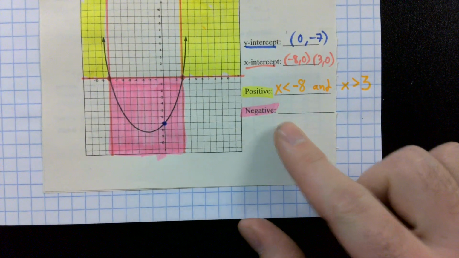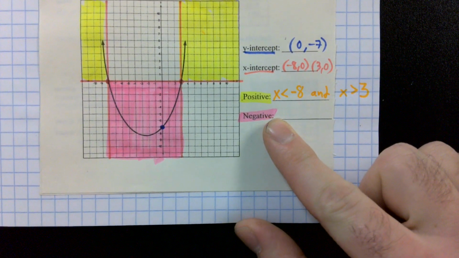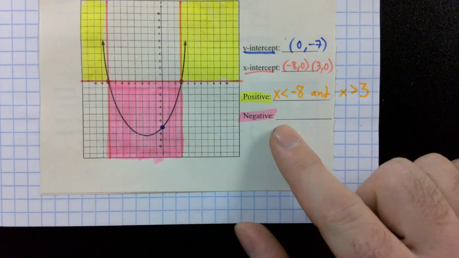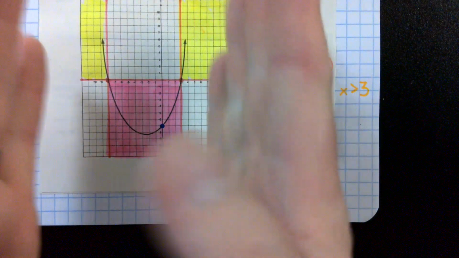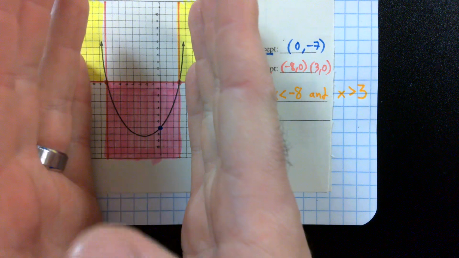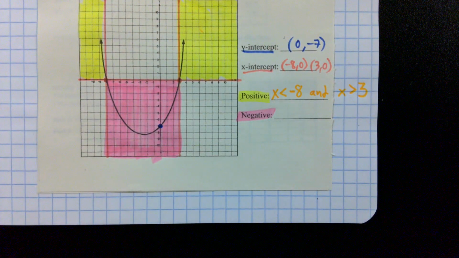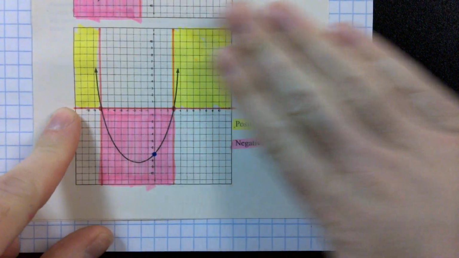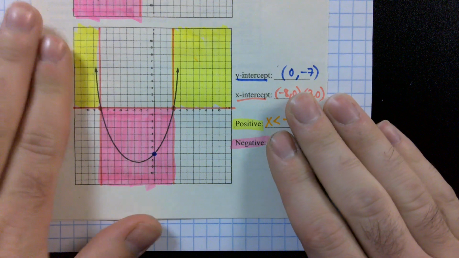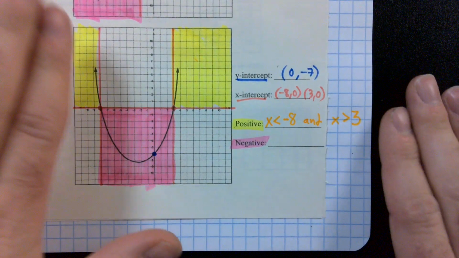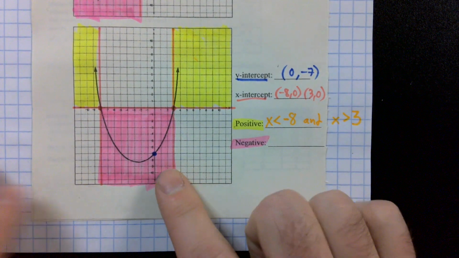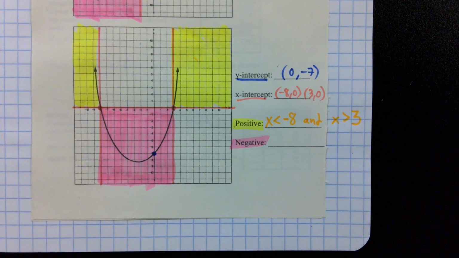Now, this is where it gets tricky, okay? My negative section is this block right here. And because it's a contained block, it doesn't include my infinities. This yellow one is going to go on forever to the right. This yellow one's going to go on forever to the left. But this pink negative section is contained.